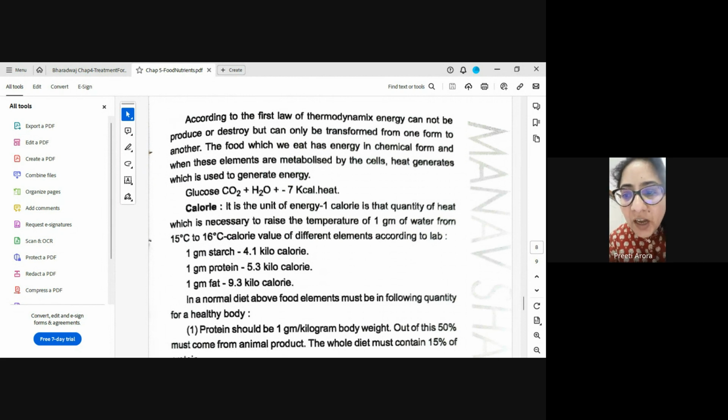So 1 gram of starch, that is a carbohydrate, will give you 4.1 kilocalories of energy. 1 gram of protein will give you 4.2 kilocalories of energy. And 1 gram of fat will give you 9.3 kilocalories of energy.